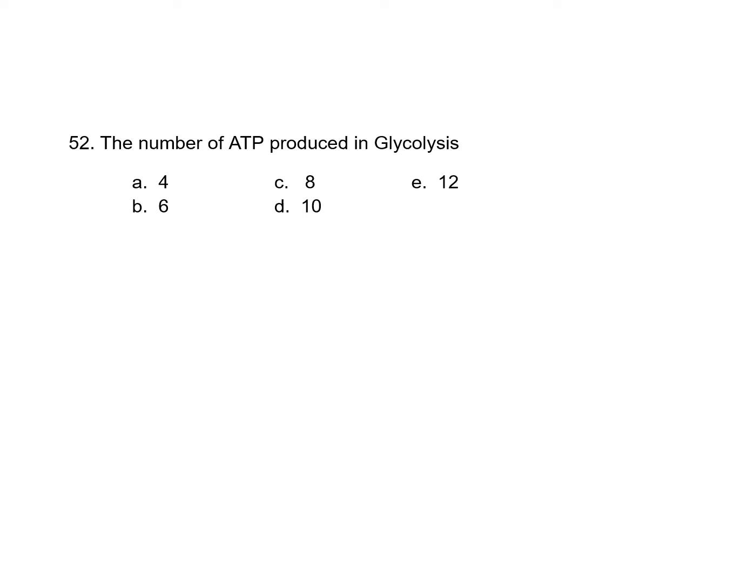Number 52. The number of ATP produced in glycolysis. A, 4, B, 6, C, 8, D, 10, E, 12. The answer is 8.